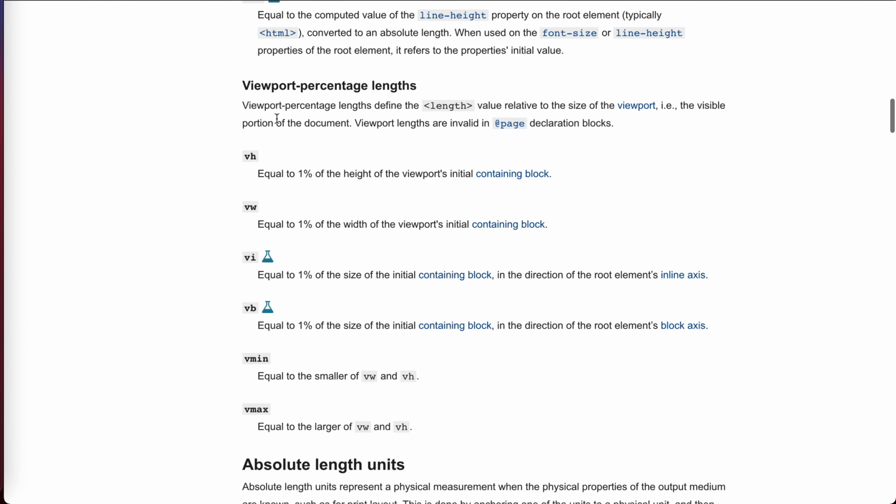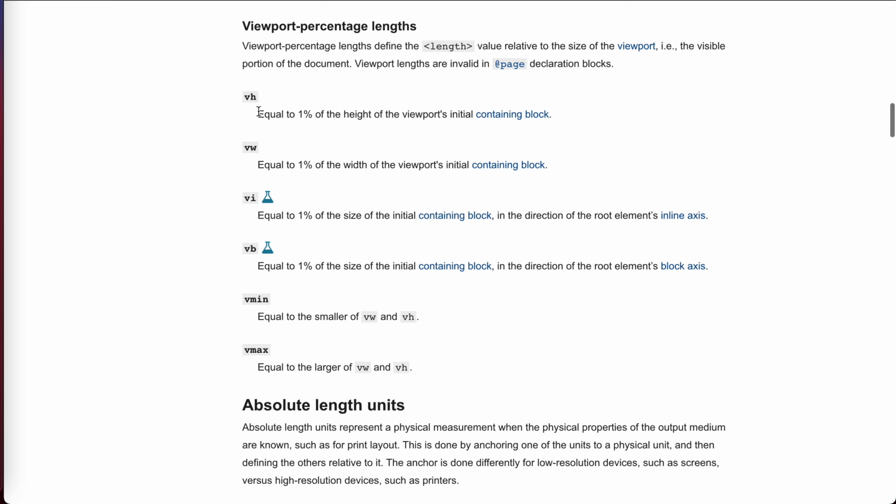And next one is viewport. I use this pretty often. Viewport height and viewport width. It could be easily understood. The VH is just the distance from the top to the bottom. The VW viewport width is from left to the right. Okay.